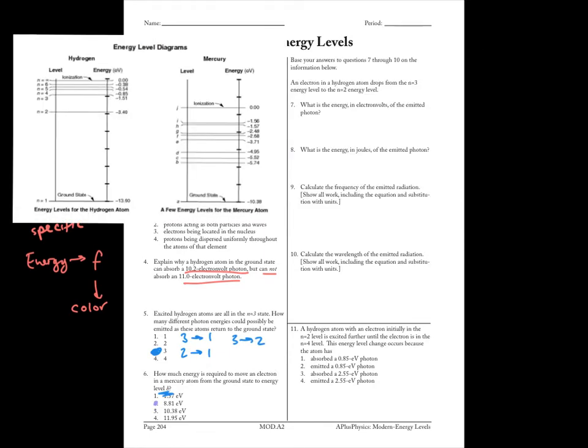Now I just had to move this to the other side so I can continue 7, 8, 9, 10, and 11. All right, what is the energy in electron volts of the emitted photon going from n equals 3 to n equals 2? So the difference between the third and second energy levels for hydrogen is 1.89 electron volts. Now we got to convert that electron volts to joules.